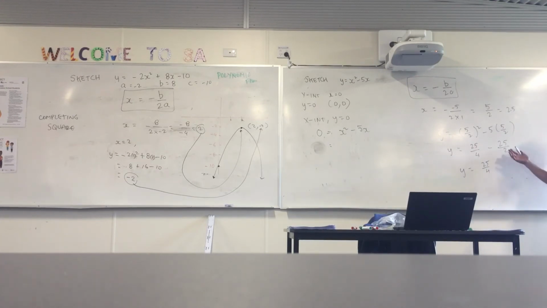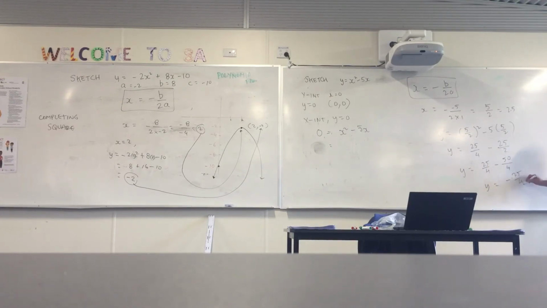1 to 4, 1 to 3 2. Cross multiply? Or what can we do to the second bit? We can times it by 2. Times it by 2, negative 15 over 4. So make it the same denominator. So it's 25 over 4. It's minus 25 on 4.